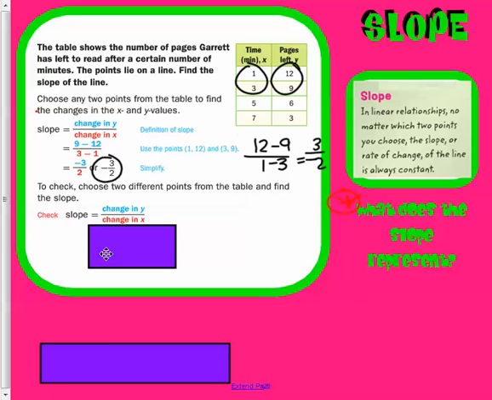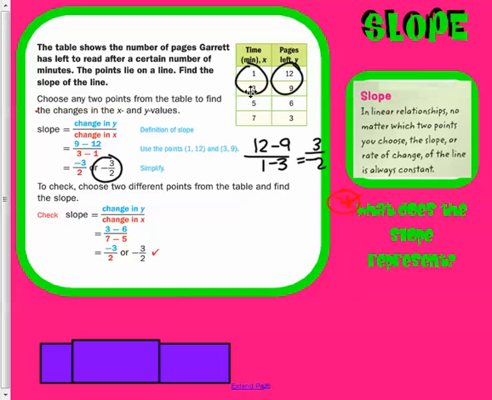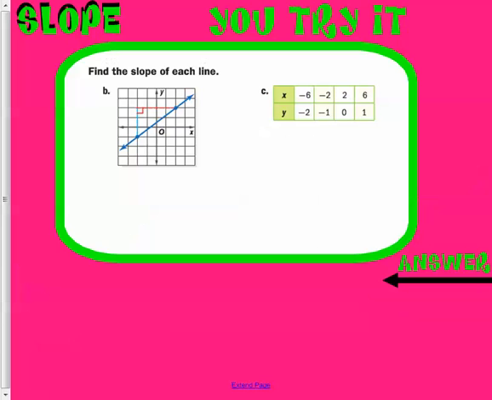So we can also check our work by using different points. So if I used, for example, this time, the 6 and the 3, and the 5 and the 7, and I found their change and their change, again, it still works. So what does the slope represent in this case? If these are the pages left, then in every 2 minutes, it takes him to read 3 pages. Okay, you try it. Find the slope of each, and then I will show you my answers.